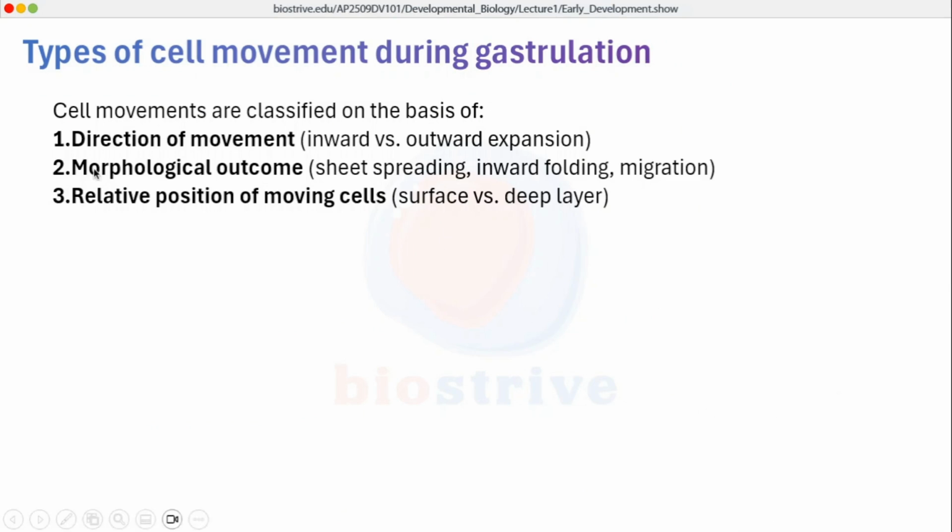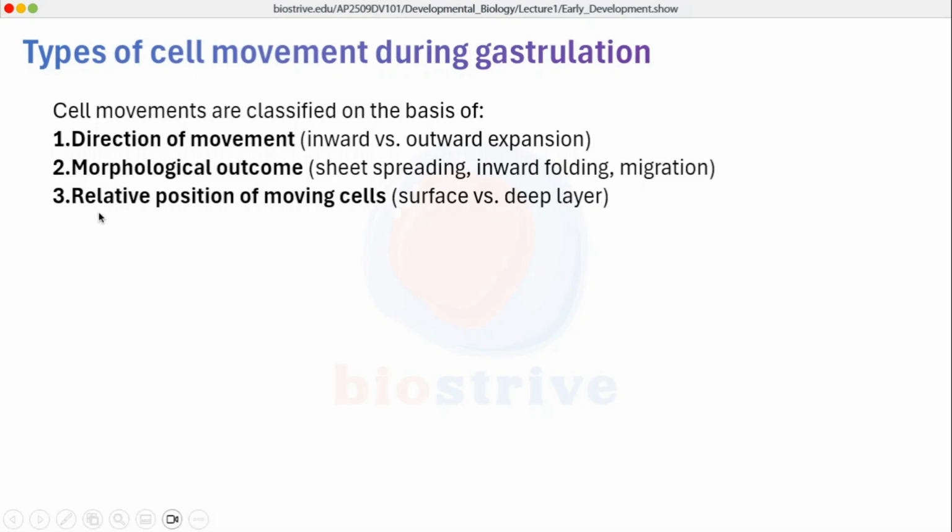And the types of cell movements during gastrulation have been classified on the basis of three criteria. The first one is direction of movement, whether it is inward movement or outward movement of the embryo. And second one is what morphological outcome it will produce, like will there be spreading of sheets, will there be specific type of inward folding, will there be specific type of migration, and what type of layers will it be generating, whether it will be ectoderm and endoderm or ectoderm, mesoderm and endoderm.